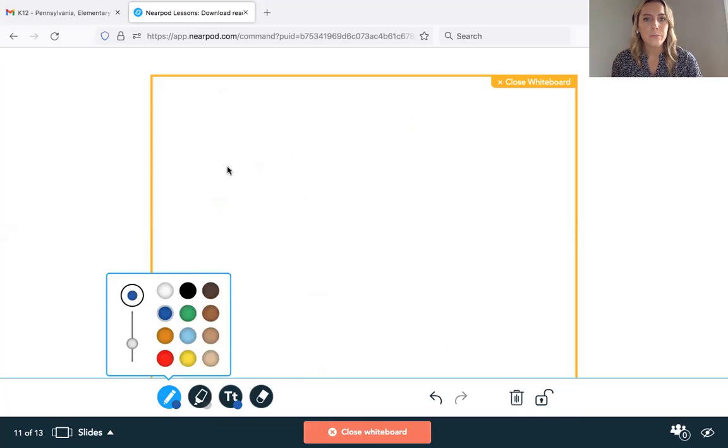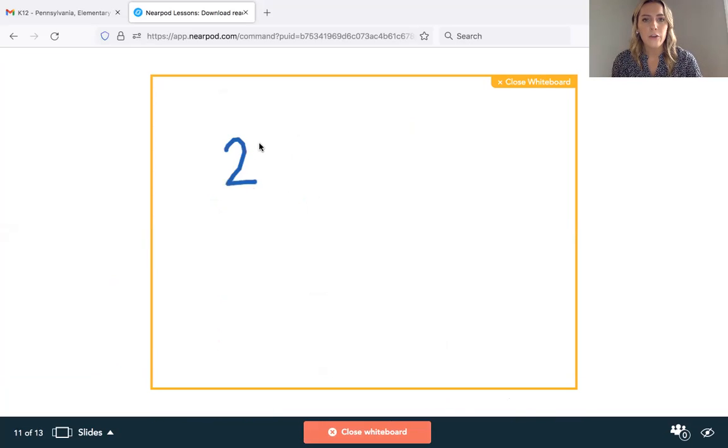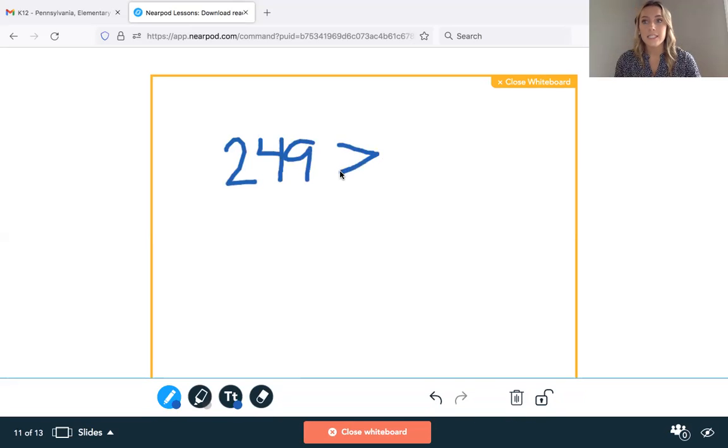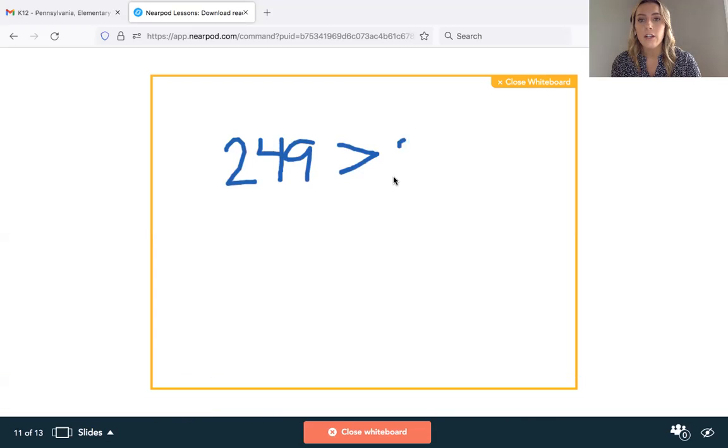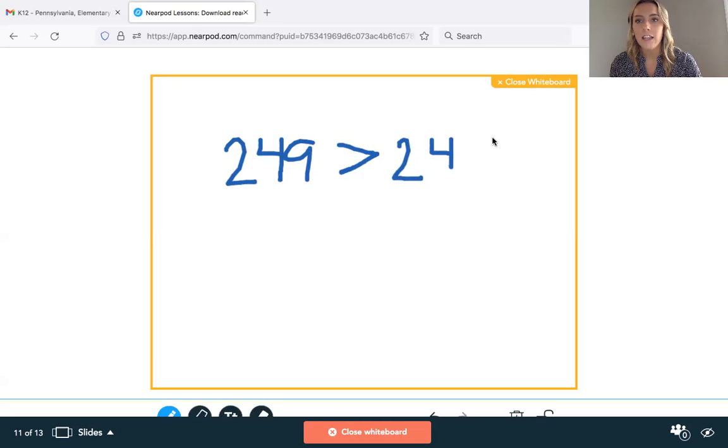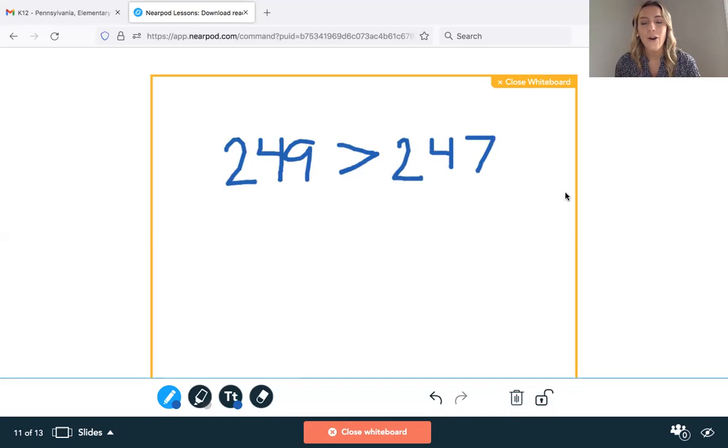Let's use blue. 249 is greater than, remember, Mr. Alligator wants to eat the biggest number, is greater than 247. If you held up the correct card, give yourself a pat on the back, a kiss on the brain. Good job.